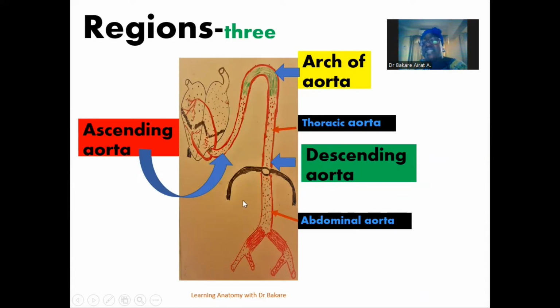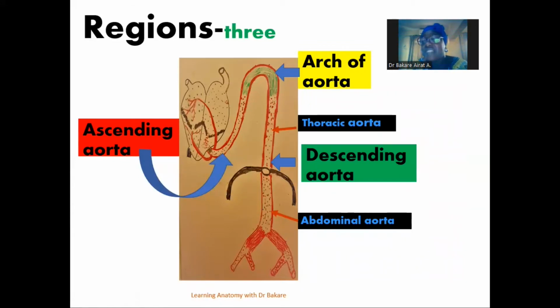So the descending aorta, because it descends after the arc, of course, it descends through the thorax, and it also descends through the abdomen. So the region that descends through the thorax is called the thoracic aorta, and the region of the descending aorta that descends through the abdomen is called the abdominal aorta. And of course, separated by the diaphragm, which is highlighted in black.